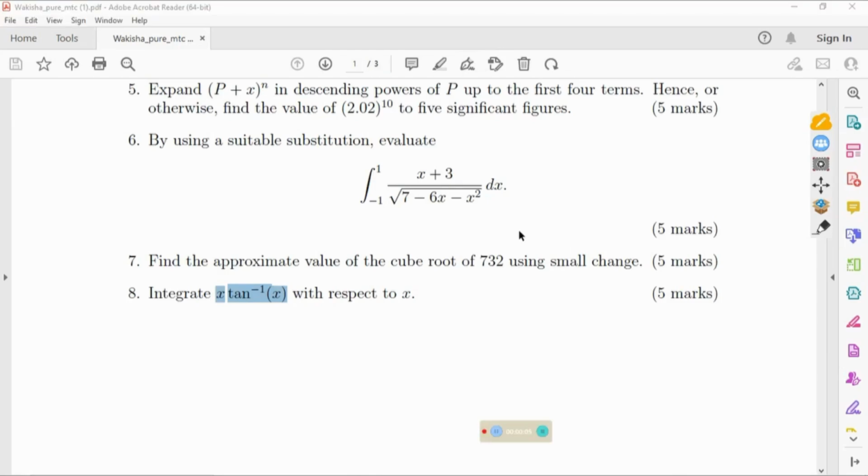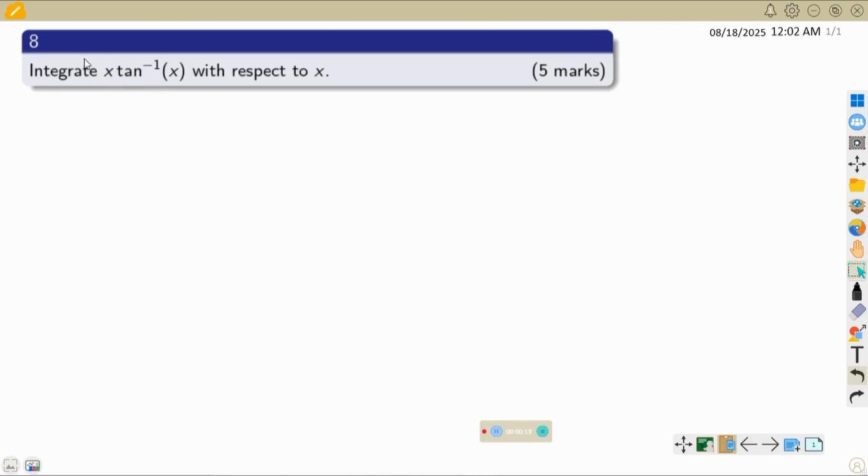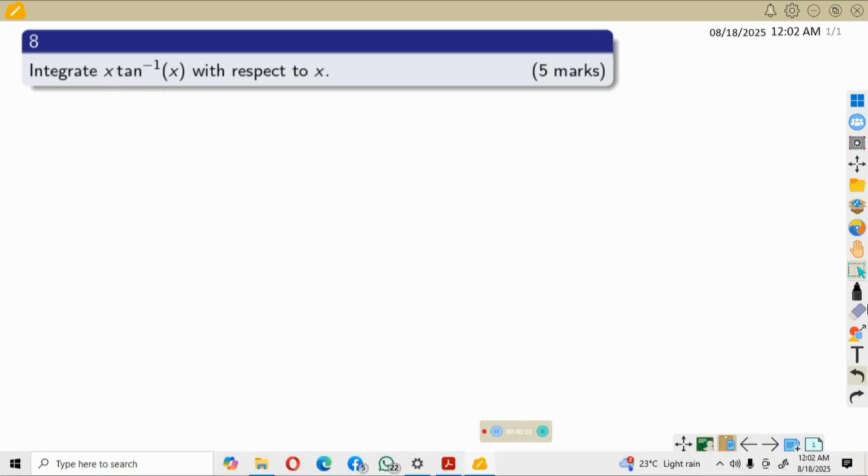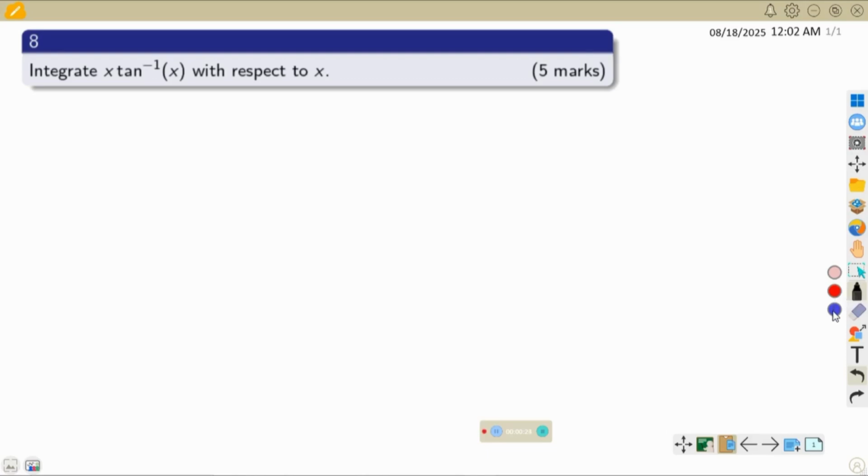Today we are going to handle Wakisha 2025, specifically number 8, which says integrate x tan inverse x with respect to x. So we are going to see how we deal with such numbers when you're given integration. They are telling us to integrate this with respect to x. We are going to use integration by parts.